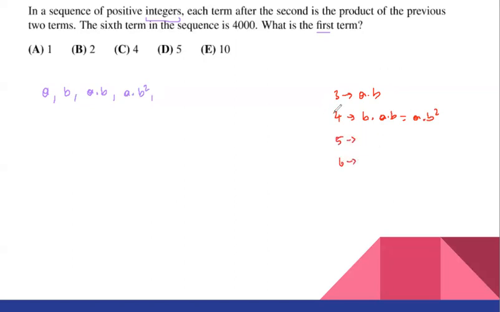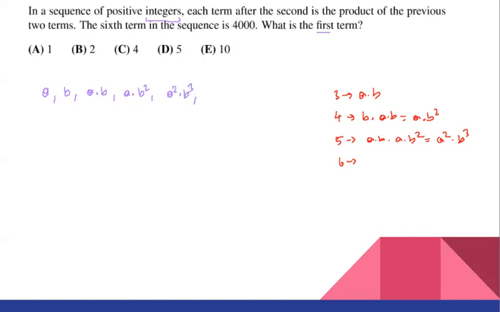The fifth term is my third term times the fourth term, so A times B times A times B squared. If you multiply, you get A squared, and B squared times B will be B to the third, because this is 1 B and that's 2 B's. That is going to be A squared times B to the third.